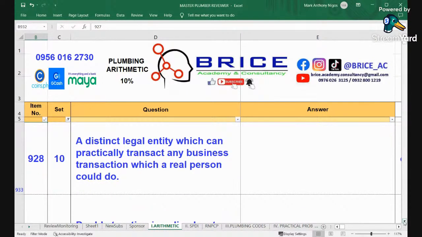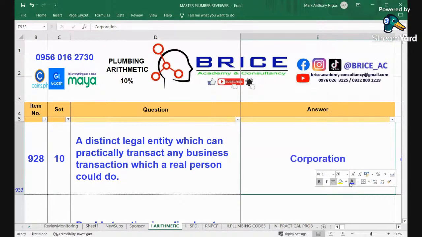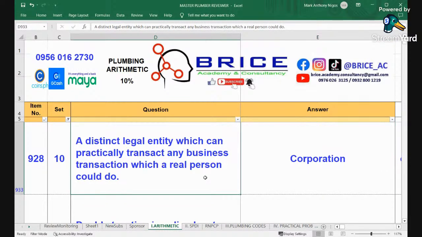928. A distinct legal entity which can practically transact any business transaction which a real person could do. The answer is corporation. A corporation is a distinct legal entity which can practically transact any business transaction which a real person could do.